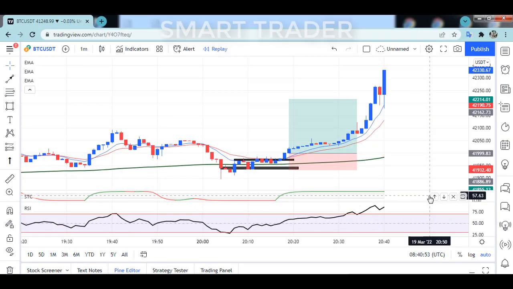I encourage you to open your charts, study on your own, take notes. Remember, always trade with the trend. Buy at support, sell at resistance. Only risk 1 or 2% per trade.